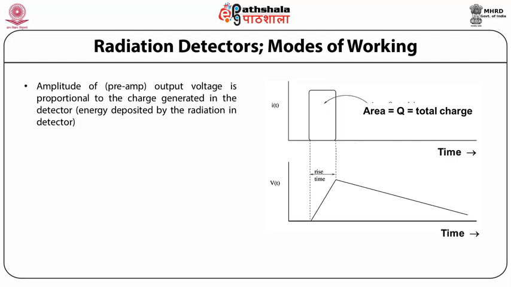On the right hand side, one picture is shown where the behavior of detector current is shown as a function of time. On the lower panel, the generation of voltage across the detector as a function of time is shown. Here we can see that in the upper panel, when the charge is collecting in the detector, during that time the voltage across the detector is rising. Once charge collection stops in the detector, we achieve the maximum voltage across the detector, and then that voltage starts decreasing with time.